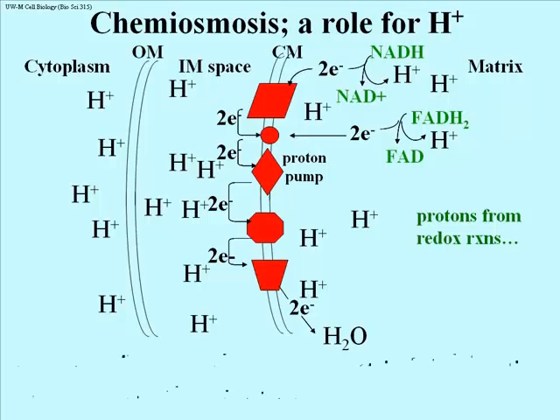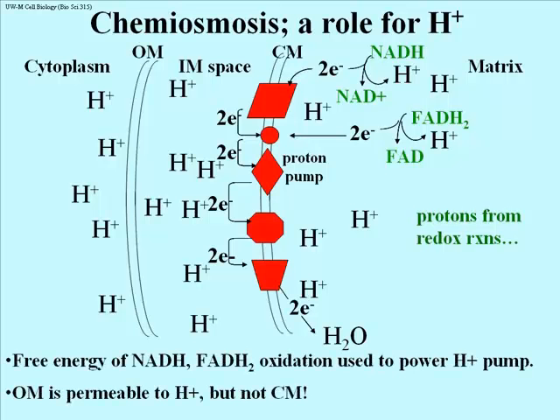Some protons are shown in the cytoplasm in the drawing because the outer membrane, or OM, leaks protons. But the bottom line here is that proton pumps have used the free energy released by the electron transport system redox reactions to create a gradient of protons.